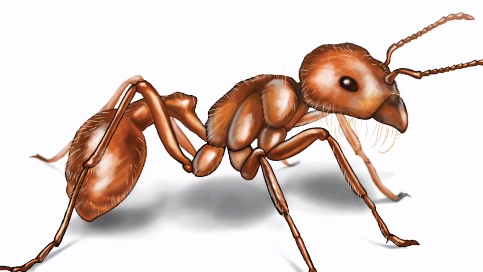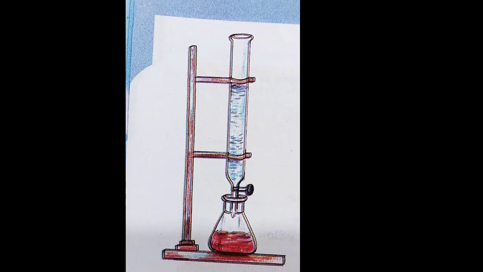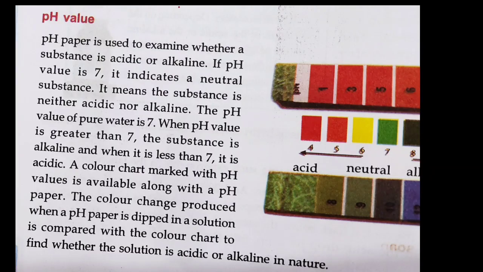I hope all of you have seen the different experiments conducted through Kite Victers channel. You might have heard about pH value. pH paper is used to examine whether a substance is acidic or alkaline. If pH value is 7, it indicates a neutral substance. It means the substance is neither acidic nor alkaline. The pH value of pure water is 7. When pH value is greater than 7, the substance is alkaline, and when it is less than 7, it is acidic.